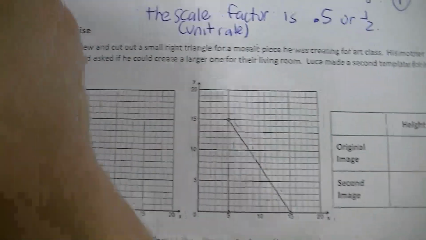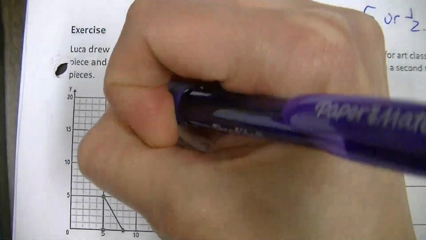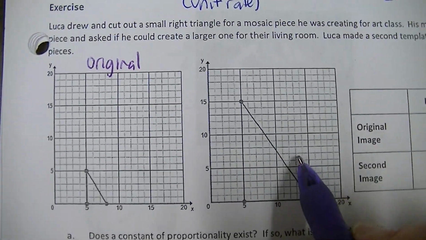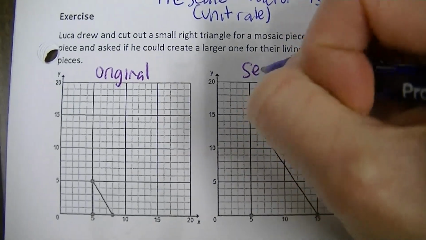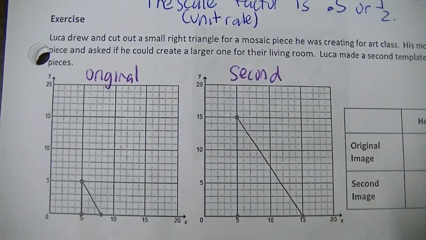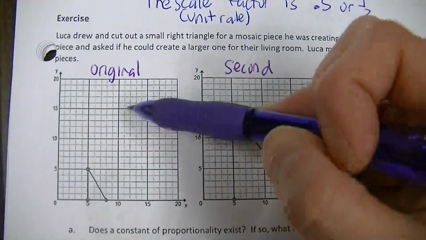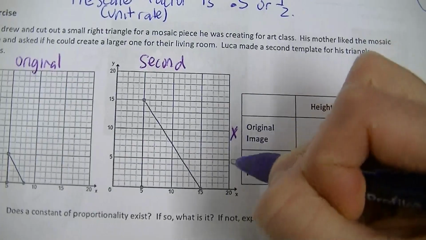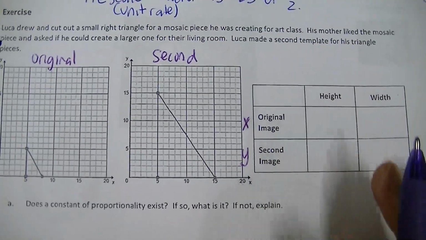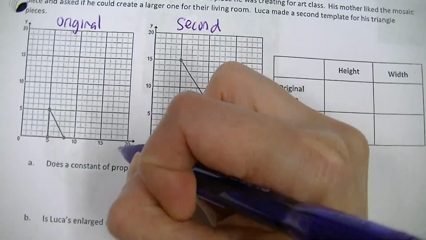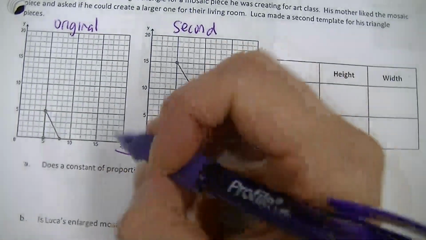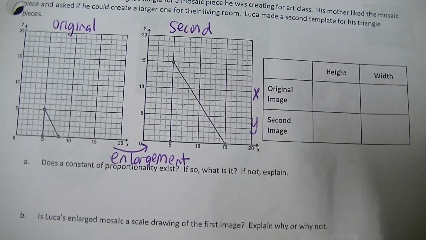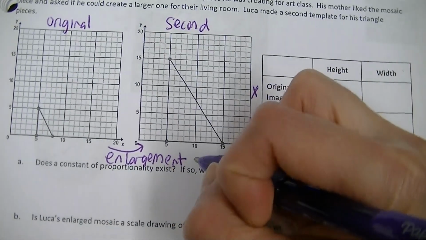So right here was the original. And remember how the mother wanted him to create a larger one? So here's the second drawing, or the second mosaic, okay? And you're comparing the original with the second. So when you label this table, it's X and Y, okay? So you see right here that it was an enlargement because it went from small to big. So if the scale factor exists, it's going to be greater than 1.